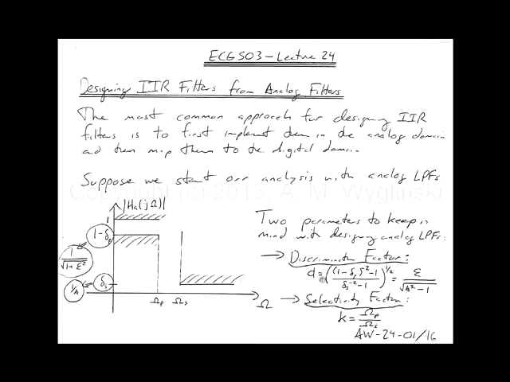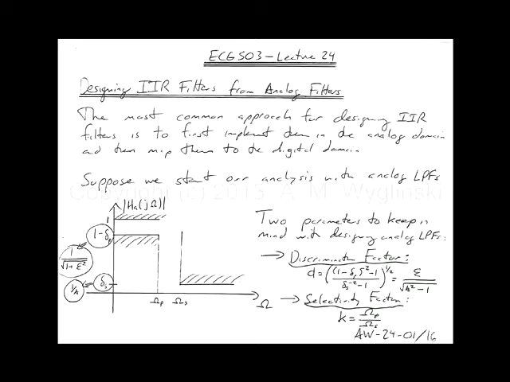The first is called the discrimination factor. It's a ratio between your passband and your stop band ripple. Your passband ripple is either 1 minus delta P, or equal to 1 over the square root of 1 plus epsilon squared, and your stop band ripple, delta S, is equal to 1 over A. So we bring those two terms together to give a relationship between the stop band and the passband ripple.